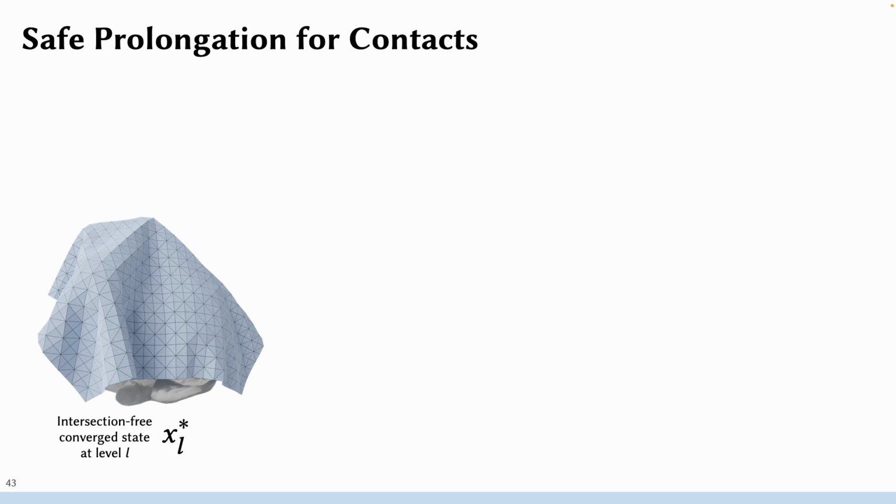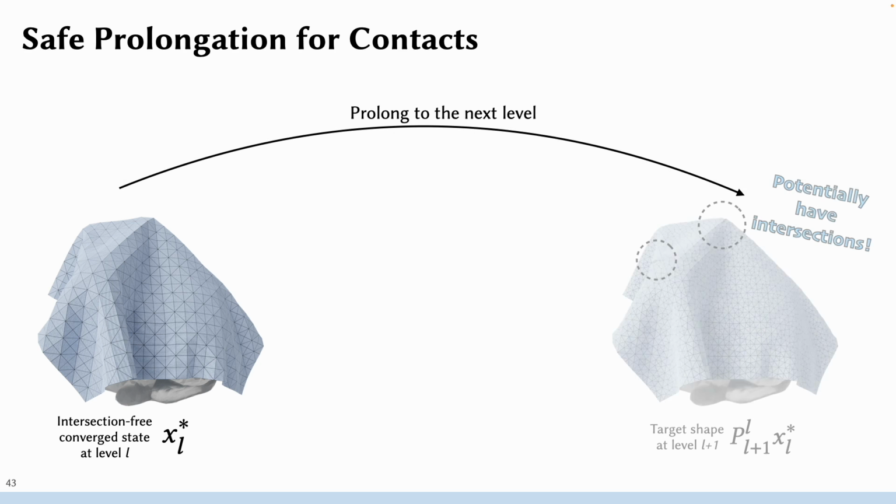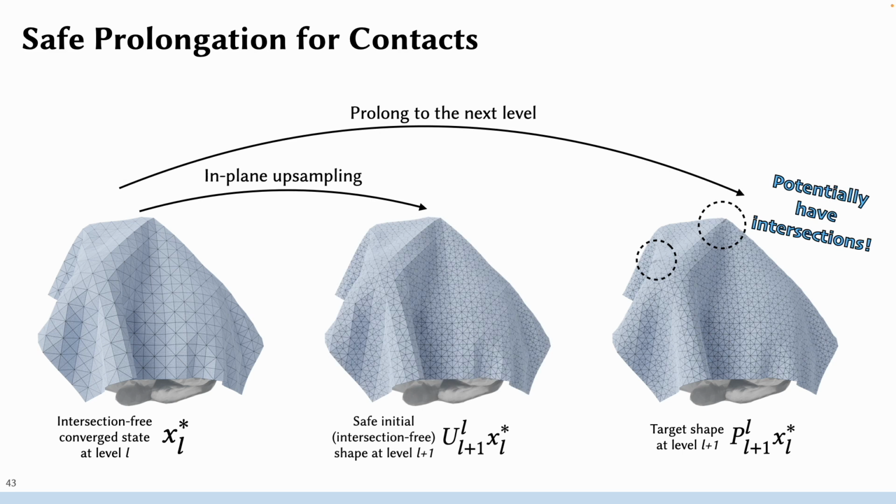To remedy this, we propose this safe prolongation step for contacts. Given that we already know the coarse-level converged shape is intersection-free, we first apply the prolongation operator to obtain a target shape, and after that, do an in-plane upsampling operation by inserting new vertices on the edges to get a safe initial state. This is to make sure the upsampled geometry has the same topology as the target shape while not violating the contact constraint. And lastly, we run a continuous collision detection step to search from the safe initial shape to the target shape, which returns the largest step alpha.